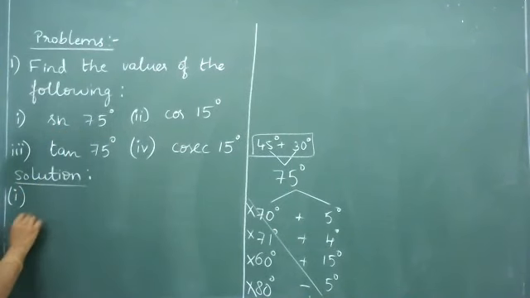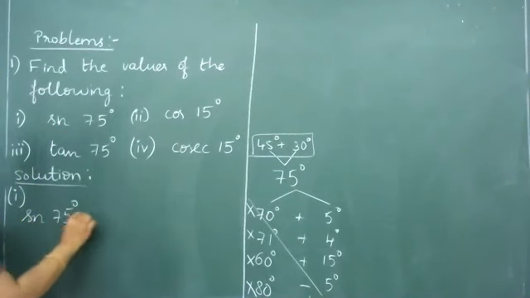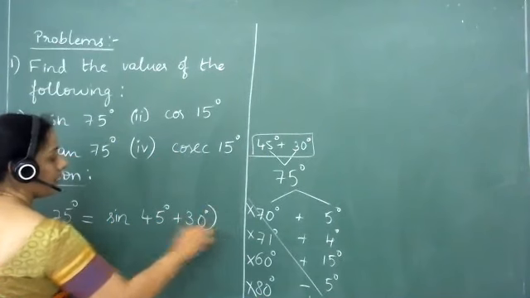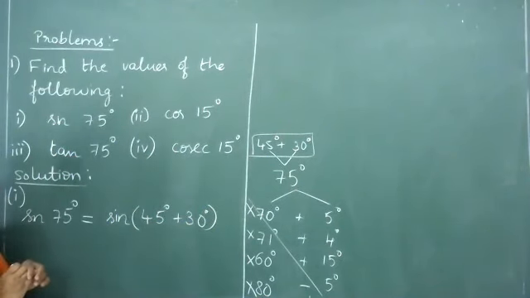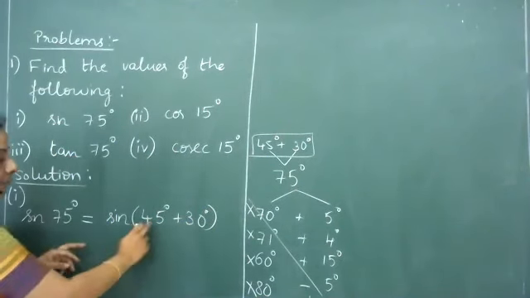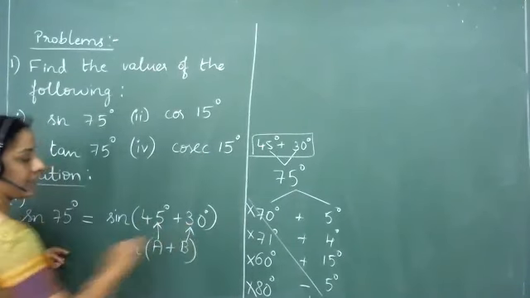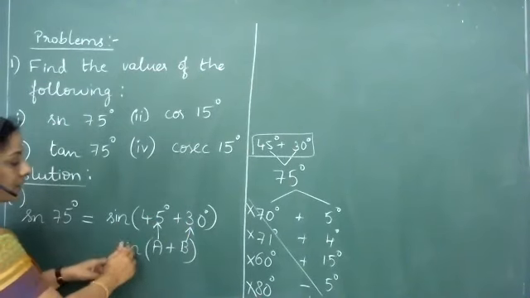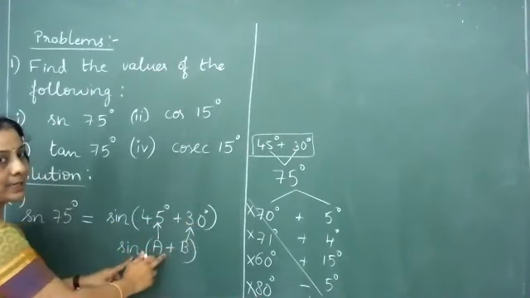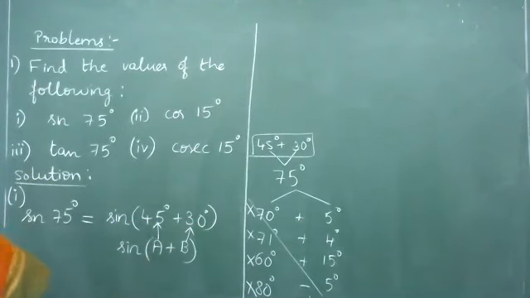We go ahead with the first one, which is sine 75 degrees. As you can see here, 75 will be split as 30 plus 45 or 45 plus 30, it should not matter. We will take it as sine of 45 degrees plus 30 degrees. Now this is in accordance with sine of A plus B. Isn't it? We have A equal to 45 degrees, B equal to 30 degrees. Now because this sine 45 plus 30 is in the form of sine A plus B, I need to use the formula of sine A plus B.